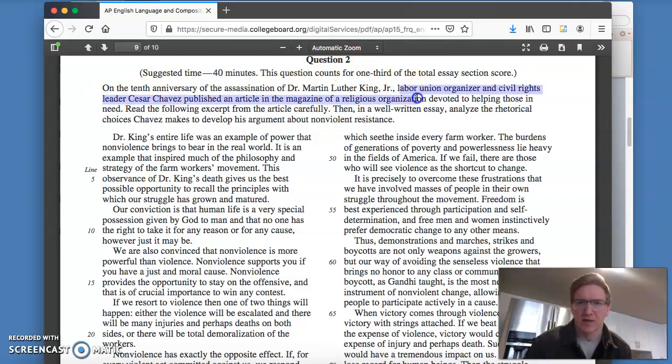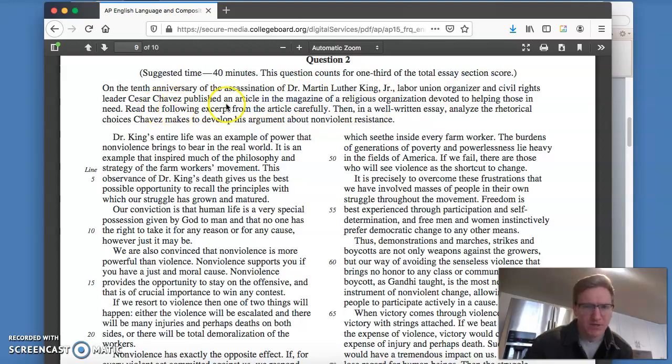And then, as I already indicated, this is written by Cesar Chavez, and the introduction paragraph gives us a little bit about him. If you knew nothing about him, the prompt gives you that he's a labor union organizer and a civil rights leader. So right there, we know the type of audience he's writing for as well, someone who's interested in civil rights.